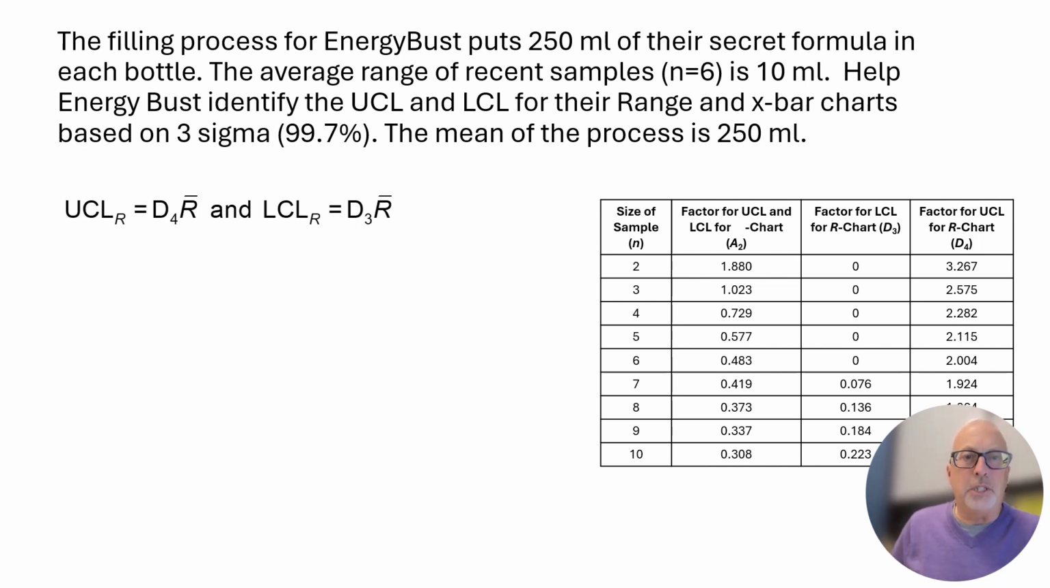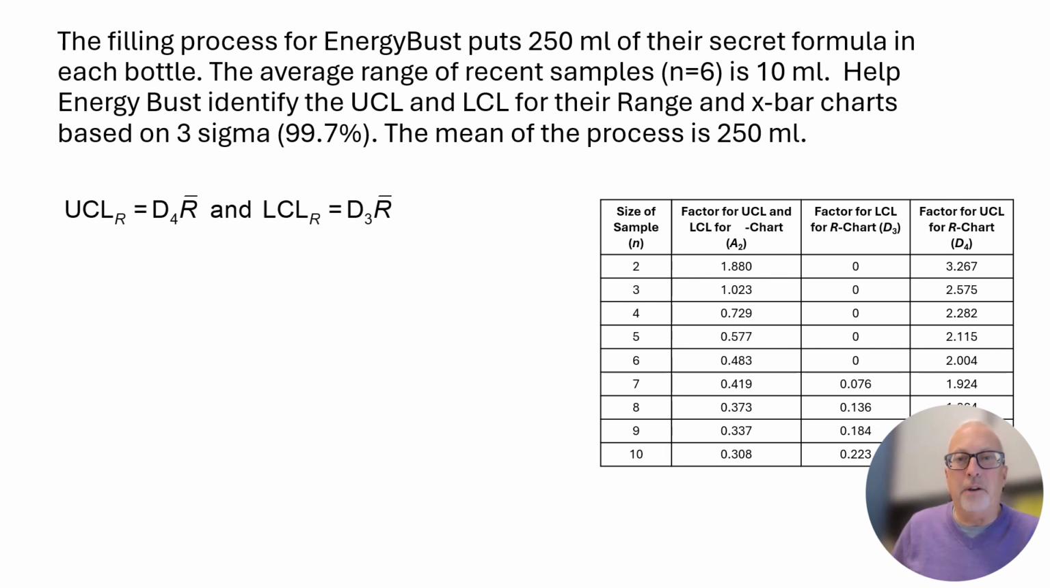So we already know some key pieces of this formula. If we look at it, we see the D4 is going to be a value off this table. R bar is the average range. Well, we were just told that was 10. So we're just going to substitute in 10 and multiply it times D4. That's going to give us our upper. And we're going to take D3 and multiply it by 10 to get our lower control limit.